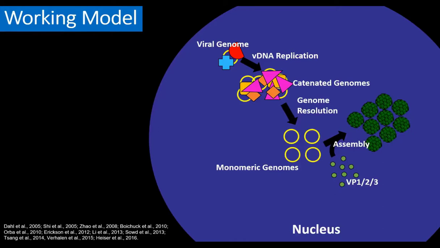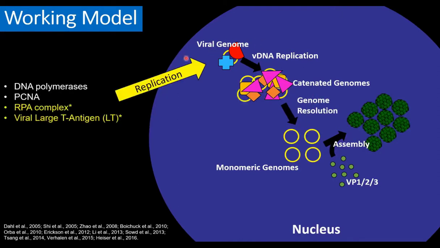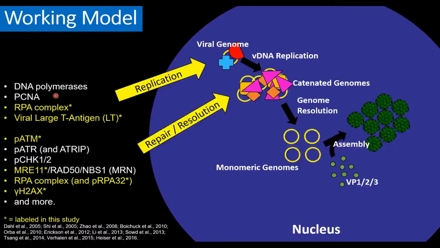So to bring this back to this model of polyomavirus genome replication, my results indicated that these processes, viral DNA replication and genome resolution, are likely occurring in separate VRC subdomains. The first may be occupied by these replication-associated proteins and nascent viral DNA, and the second occupied by these DNA repair-associated proteins that can resolve viral DNA intermediates into monomeric packageable genomes.